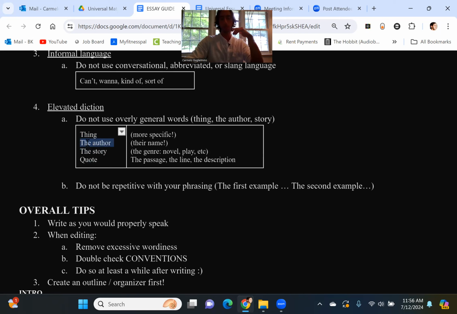Same thing with referencing the author, right? We don't want to say the author demonstrates blah blah blah. Again, the author has a name. They generally will have a name, unless we're talking about something like Beowulf and we don't know who the author was, right? Give me the author's name, right? Say Shakespeare. The story, right? Again, unless you're talking about the structure of that particular piece of literature, it's probably inappropriate. You want to reference the novel, the novella, the epic poem, the sonnet, the play, the tragic play, something like that. Be specific, be accurate.